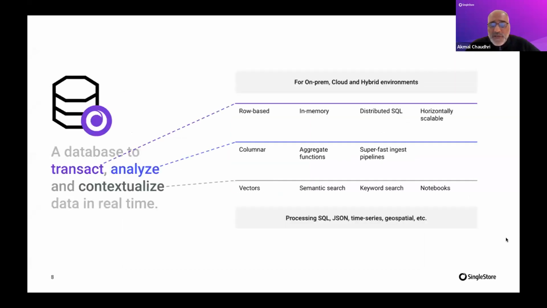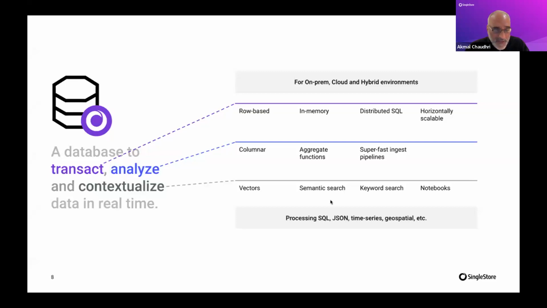Very quickly, just to summarize some of the capabilities: row-based, in-memory, distributed SQL, horizontally scalable. We have the columnar support as well for aggregate functions, and super fast ingest for pipelines. It's a great way to connect things like Kafka, for example, or some streaming source if you want to load the data in at scale and be able to run operations on that.